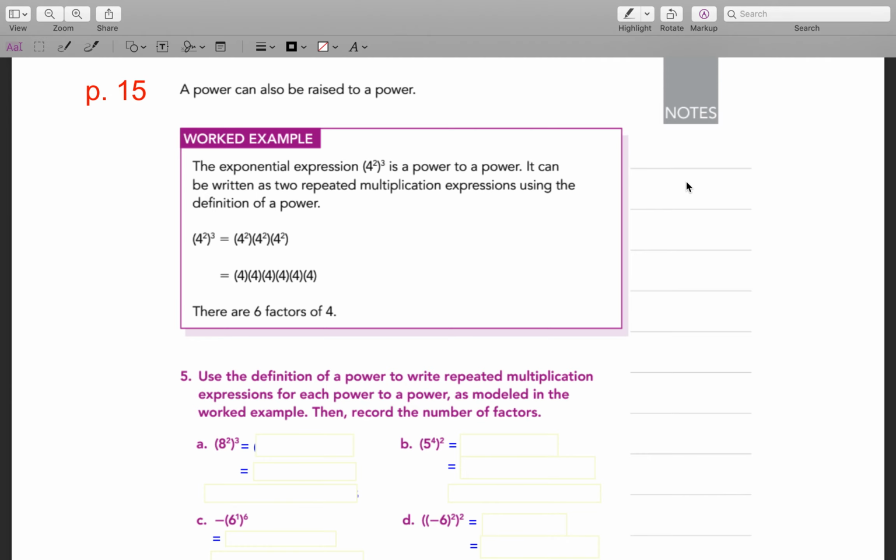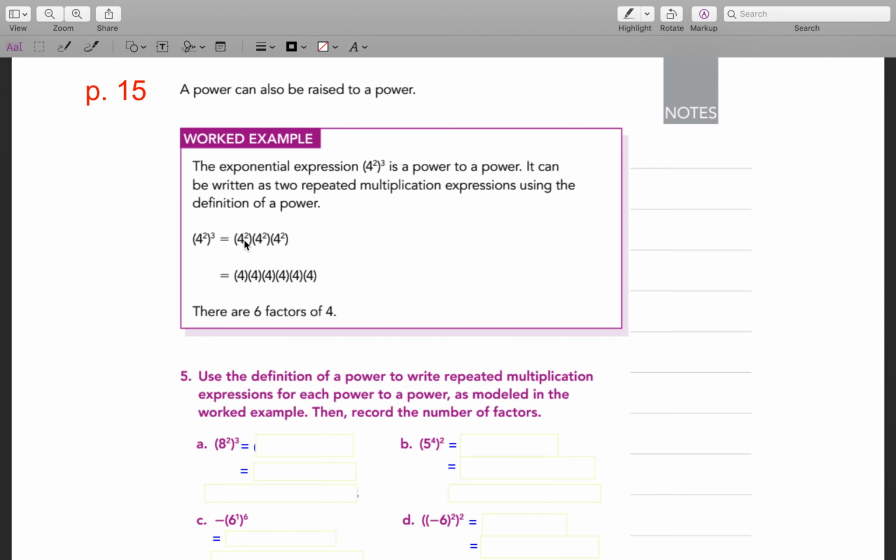Page 15, it says a power can also be raised to a power. So let's look at this worked example. The exponential expression 4 squared to the power of 3, or 4 squared cubed, is a power to a power, right? So it can be written as two repeated multiplication expressions using the definition of a power. So 4 squared cubed is 4 squared times 4 squared times 4 squared.